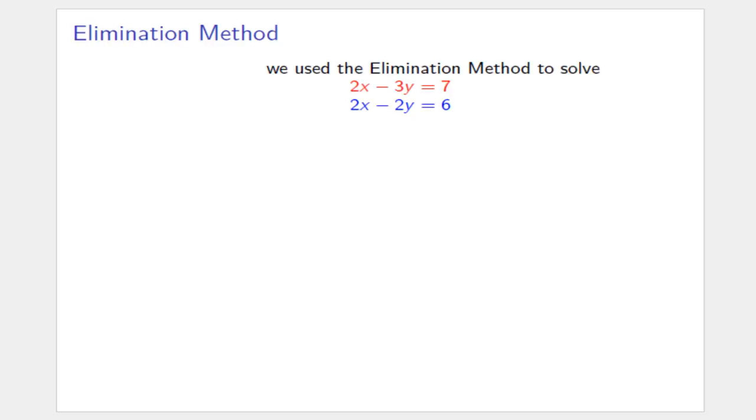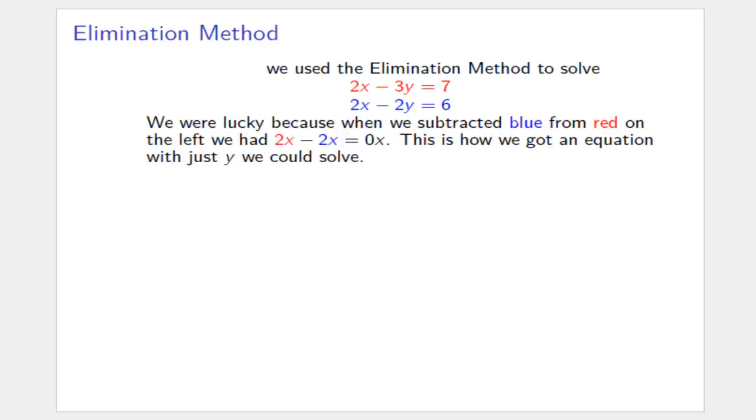In the last example, we used the elimination method to solve 2x minus 3y equals 7 and 2x minus 2y equals 6. We were lucky because when we subtracted blue from red on the left, we had 2x minus 2x, which is 0x. This is how we got an equation with just one variable y, which we could solve. But what if we're not so lucky?